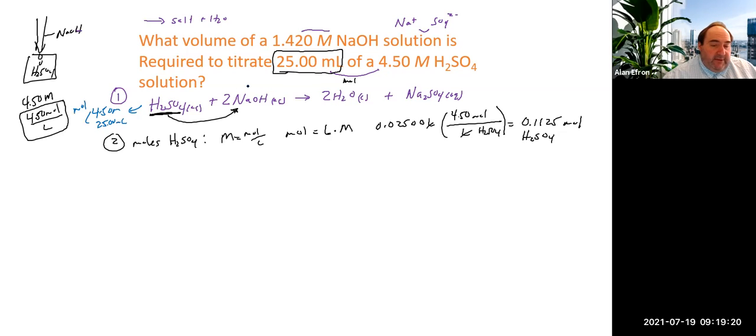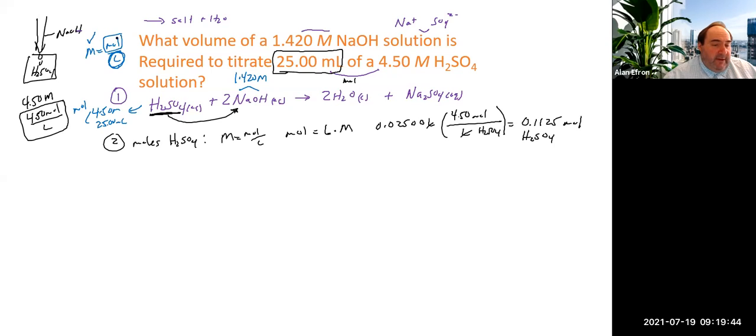In terms of the sodium hydroxide, we are given a piece of information. We are given 1.420 molar. So again, if we think about the molarity, which is moles per liter, and we're looking for the volume of sodium hydroxide, that means that we need the molarity, which was given to us for the sodium hydroxide, and we need the moles.